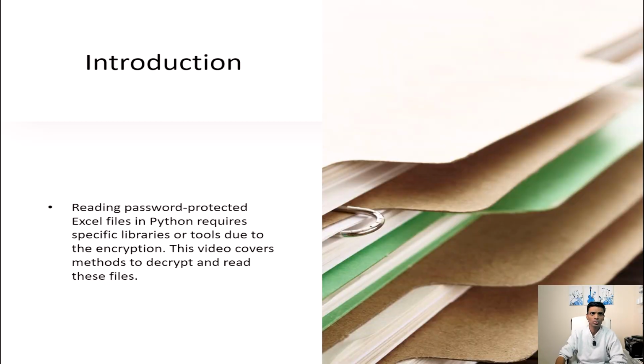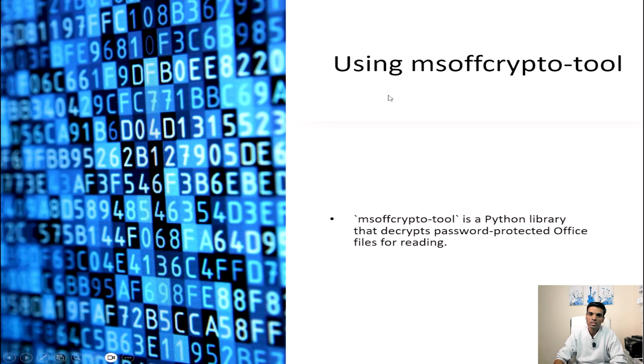We need to have those specific Python libraries to read the data from the Excel because of the encryption part, which comes in when we have a password in the Excel. The first one that we will be using is msoffcrypto-tool. This is a Python library and it basically decrypts password protected Microsoft Office files, and then it is used to read the data after decrypting it.